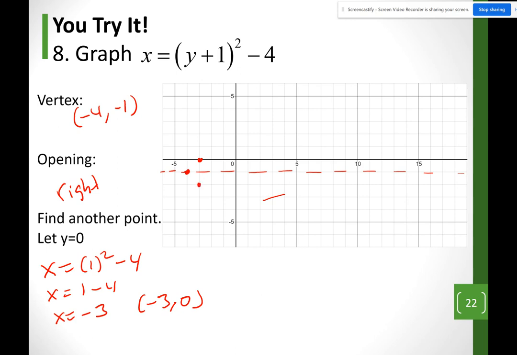So there's another point as well. Notice I found the point -3, 0, but I copy it the same on the other side of the axis of symmetry. We could have let y equal whatever we wanted. But we have a good idea how the graph looks, and that's how it should look.